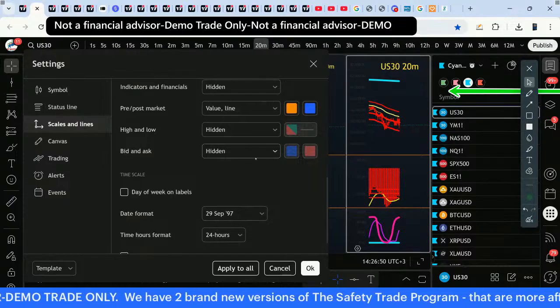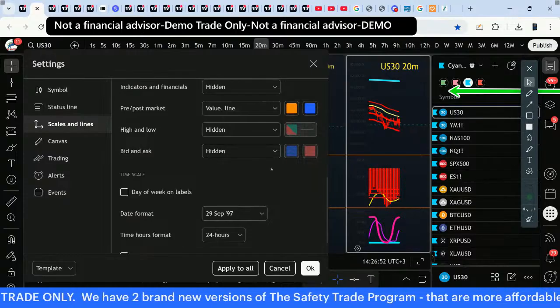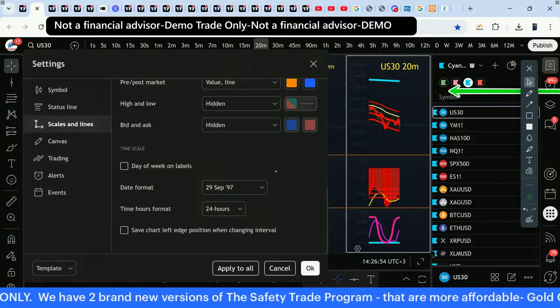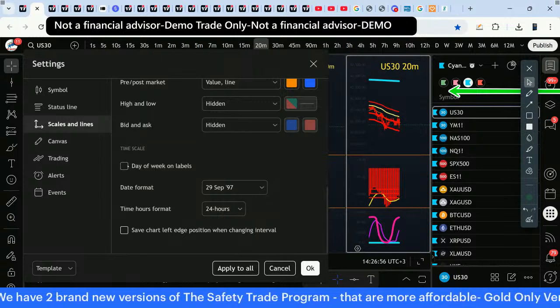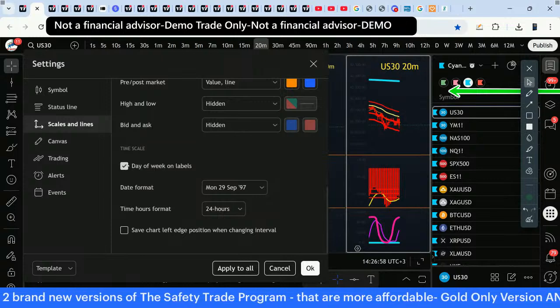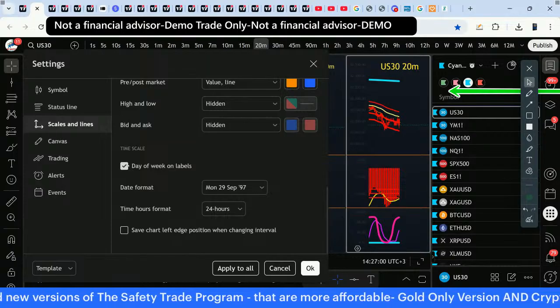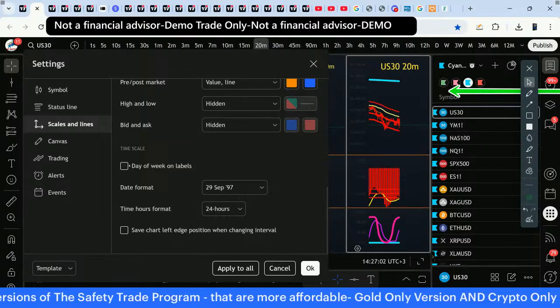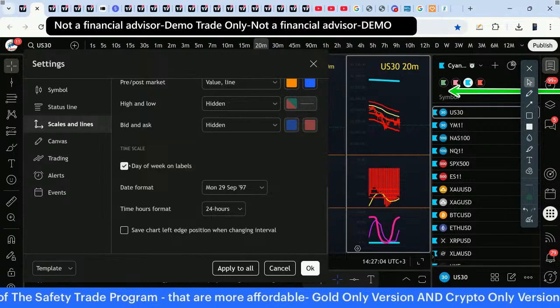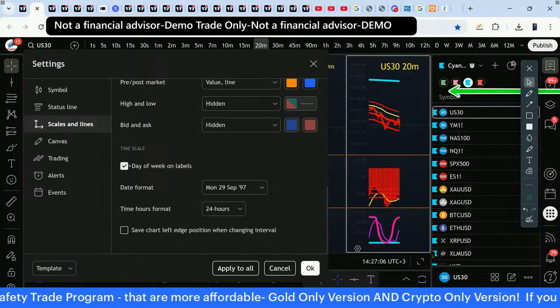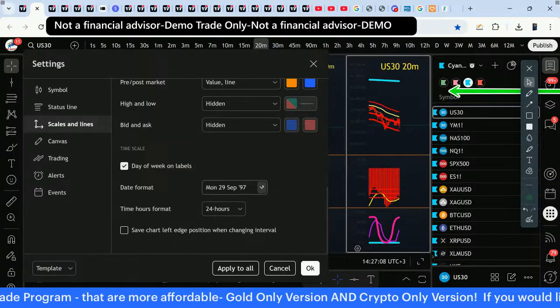Pre-post market. Bid and ask. Day of the week label. I do like the Monday, actually.